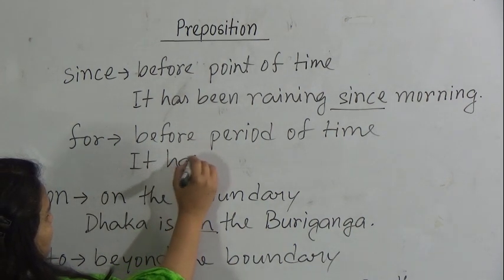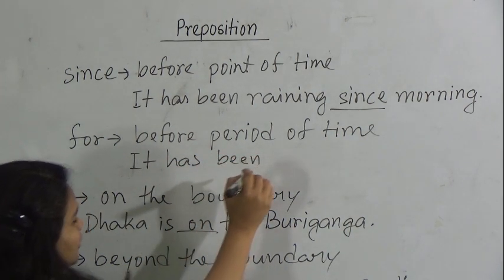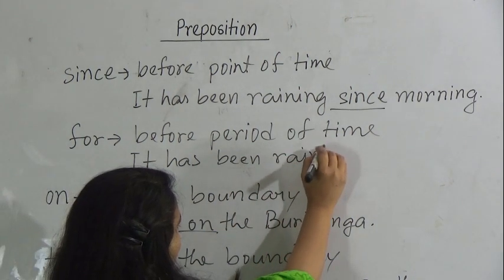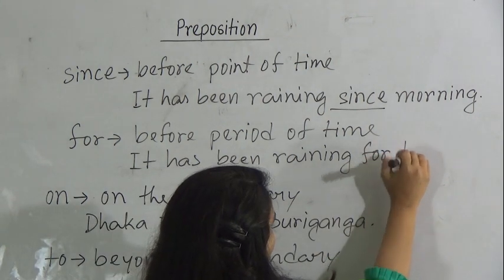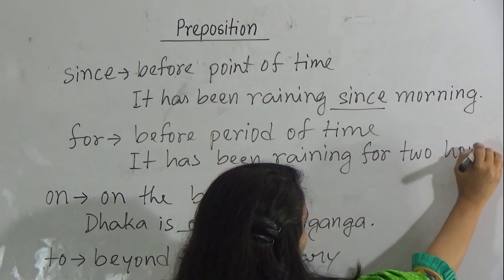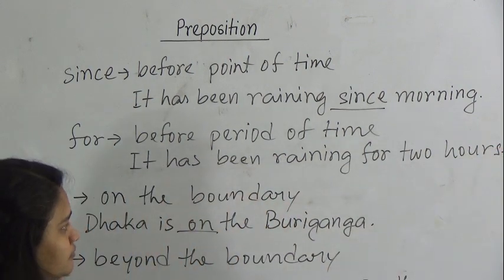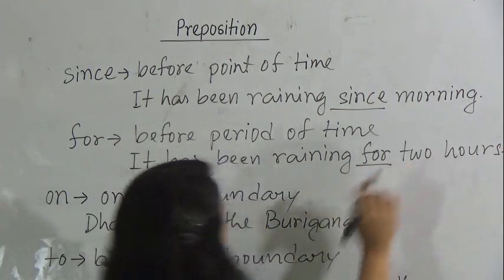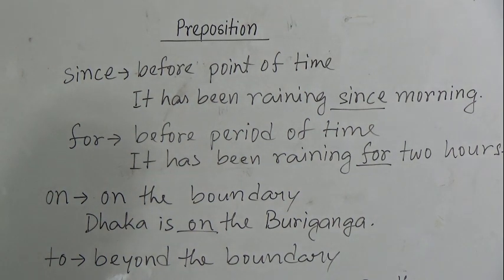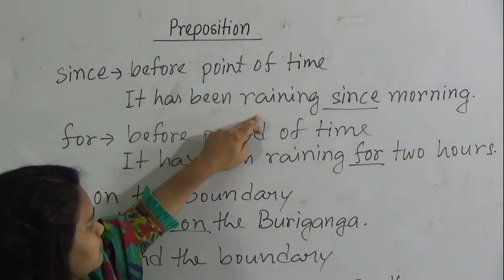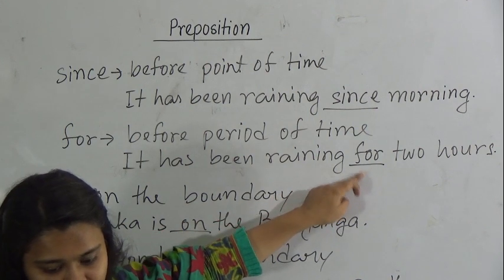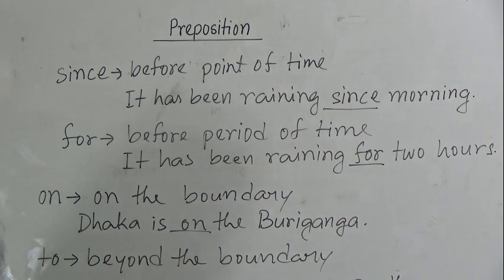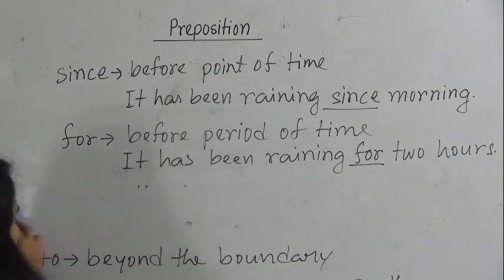So we can write here, it has been raining for 2 hours. So before a period of time we will use for. We will use since before a point of time, and we will use for before a period of time. So remember this one. Now we will know about the use of the prepositions beside and besides.